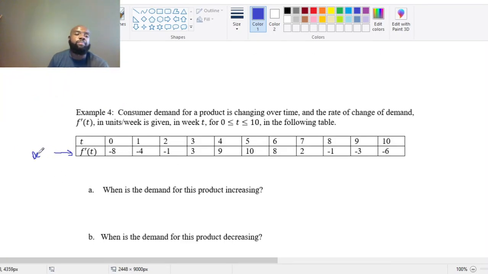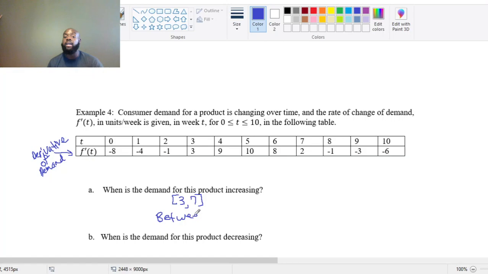This is the derivative. And so part A says, when is demand for the product increasing? Well, we want to know about demand. This is the derivative of demand, right? And so if I'm given the derivative as these values, and I want to know when this function whose derivative is given is increasing, all I have to do is look at where it's positive. So it starts being positive at t equals 3, and it's positive until t equals 7. So I can say from 3 to 7, all right?